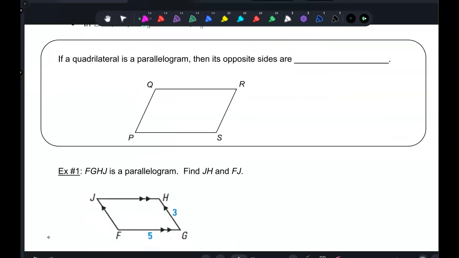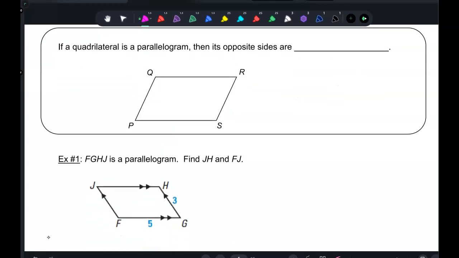All right. Now we're going to learn if you have a parallelogram, in addition to the sides being parallel, they're also congruent. What does that mean? That means QR is equal to which side? PS. And PQ is equal to RS. Now, they're not all 4 necessarily the same. They could be, but it's just the opposite ones that have to be the same.